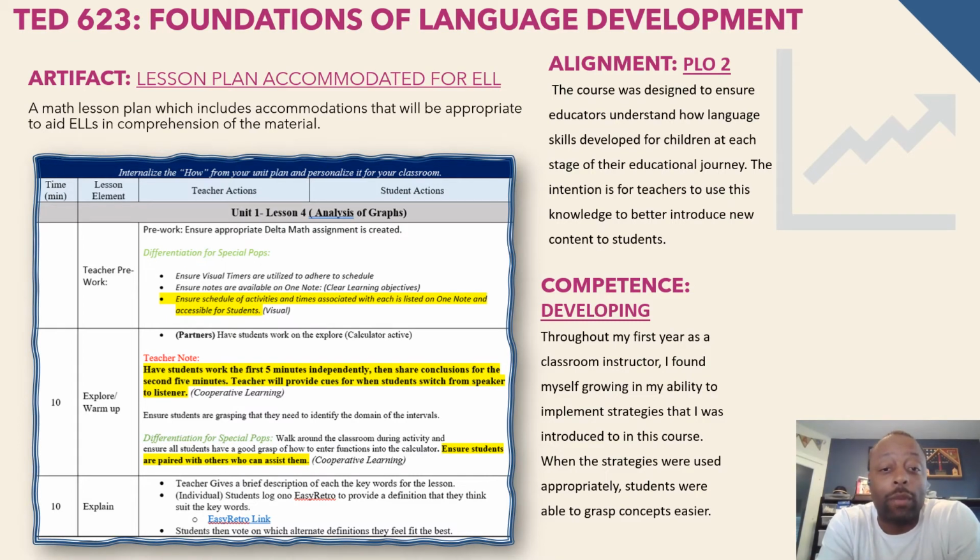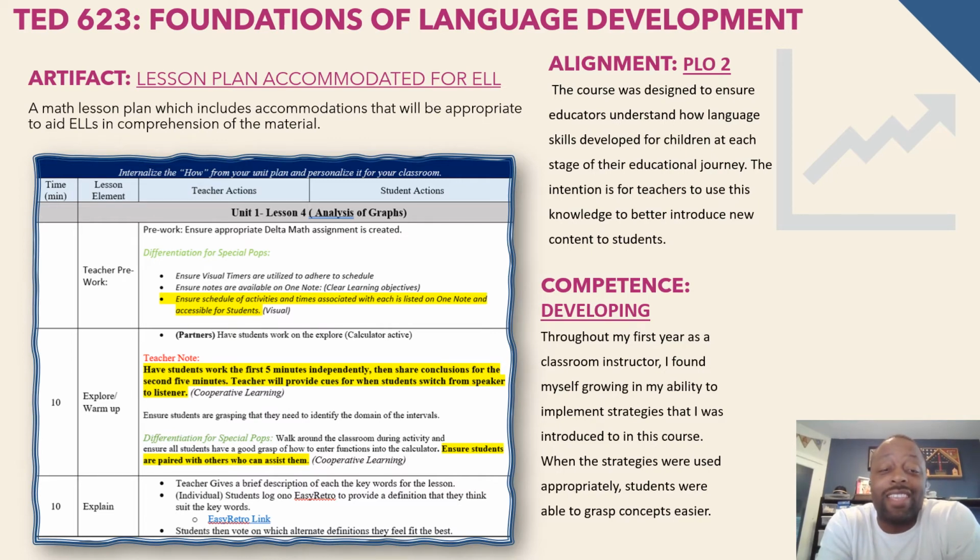Foundations of language development. Now, this one aligns with PLO number two because once again, PLO number two wants us to focus on developing lesson plans and curriculum that helps all students, that's accessible by all students. And if you understand the level of language development that a student has, then you'll be able to ensure the accommodations are appropriate for them.